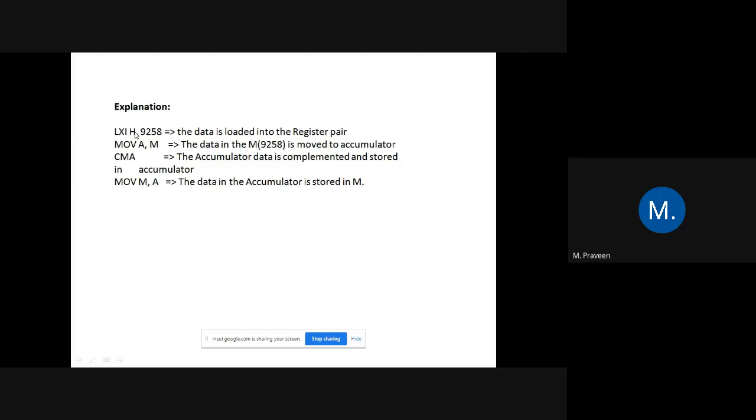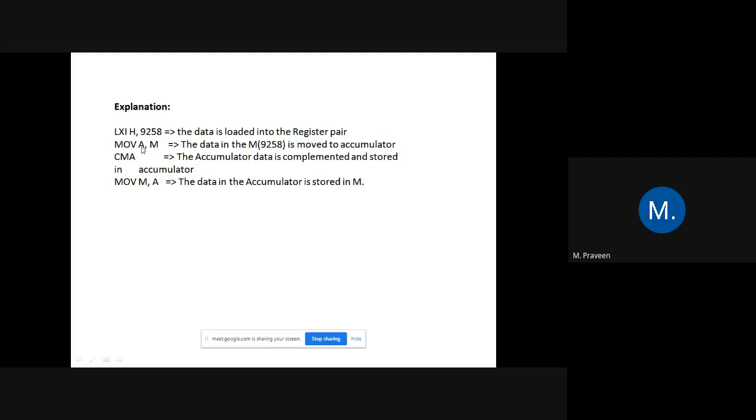Then the next instruction is MOV A, M. Here M is nothing but memory, and A is nothing but the accumulator. According to this instruction, MOV A, M means moving the data from memory to accumulator. The important thing is we should know the address of the memory. In 8085, the address of memory is always defined by the HL register pair. Now the HL register pair value is 9258, so M will point to the HL content here. So the address of the memory is going to be 9258.